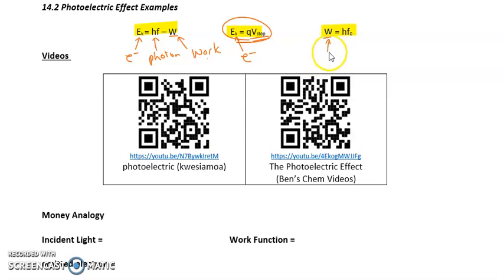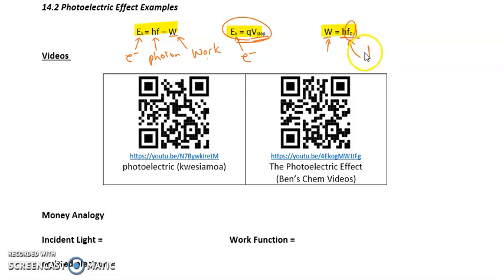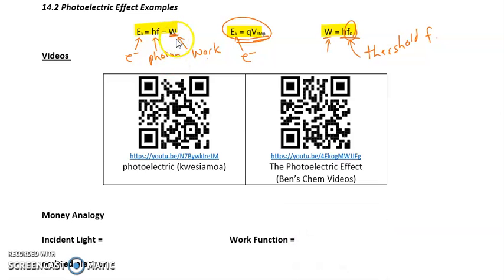The work function can be found with the minimum amount of energy required, and that's where this f naught is. This is what we call the threshold frequency. The minimum frequency needed to cover the phi, or the work function, in order for us to see electrons actually be produced.